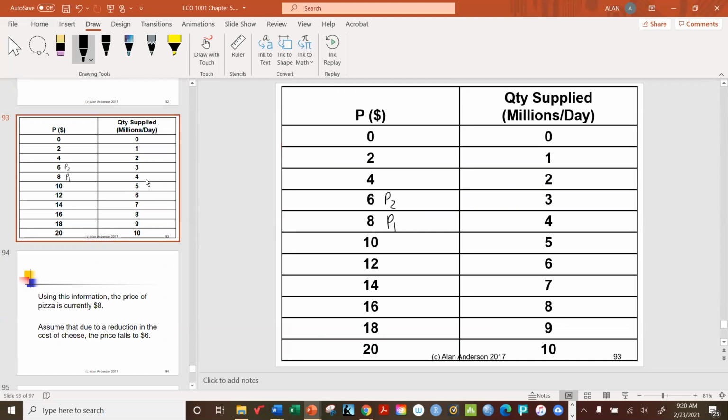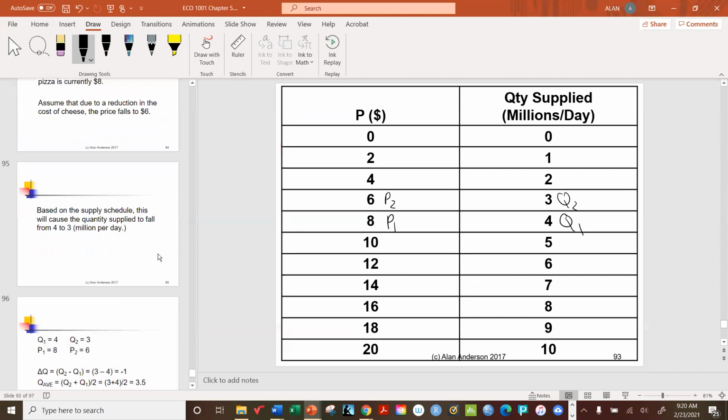This is P1, this is P2, this is Q1, and this is Q2 in our formulas. So you can see that they're both moving in the same direction. The lower price is accompanied by lower quantity, because now, even with the lower costs, the lower price means that we have less profit per unit, so therefore we're going to sell fewer units.